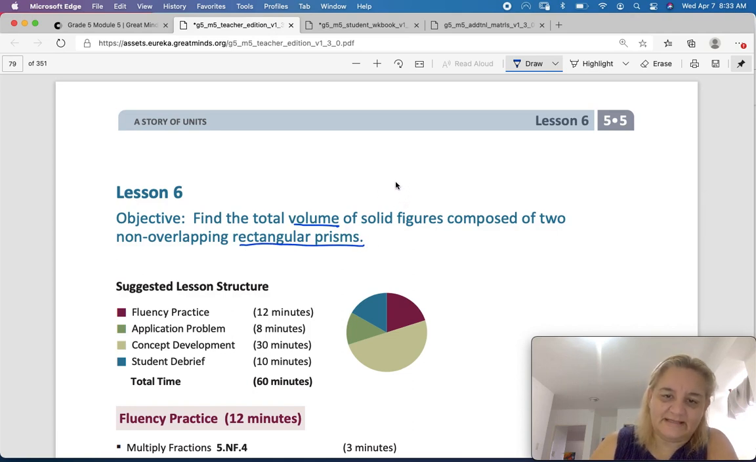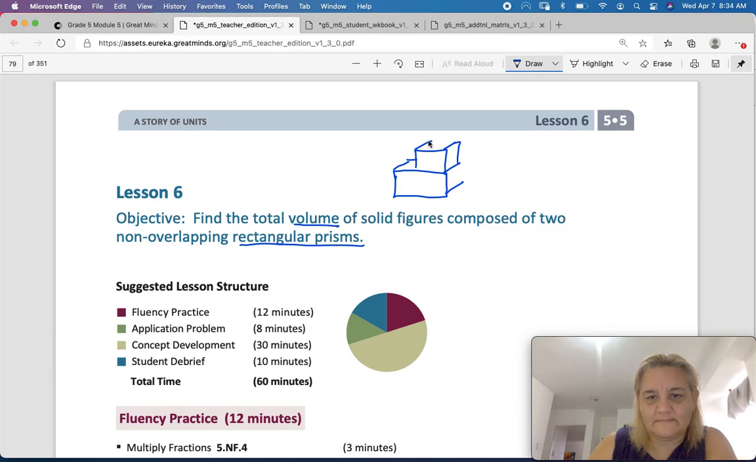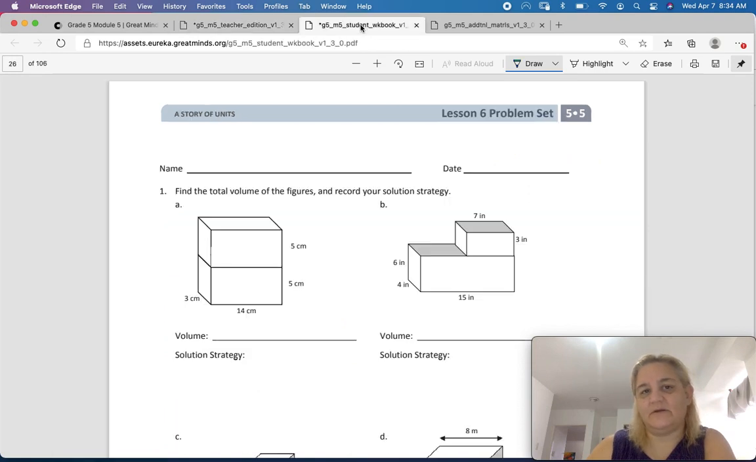So what they mean is we are going to find the volume of something that looks like this. Okay? So we're going to find the volume of the bottom prism and the top prism and then add them together. Okay? So volume plus volume is the total volume. That's what we're doing today. It seems a lot more complicated than it is. Just pay attention. Okay, let's go to the Learn book.